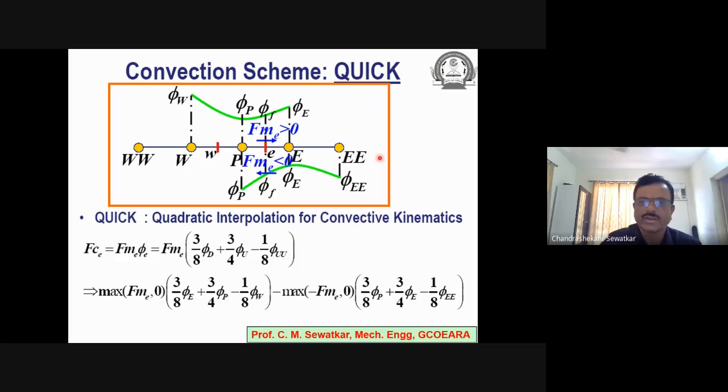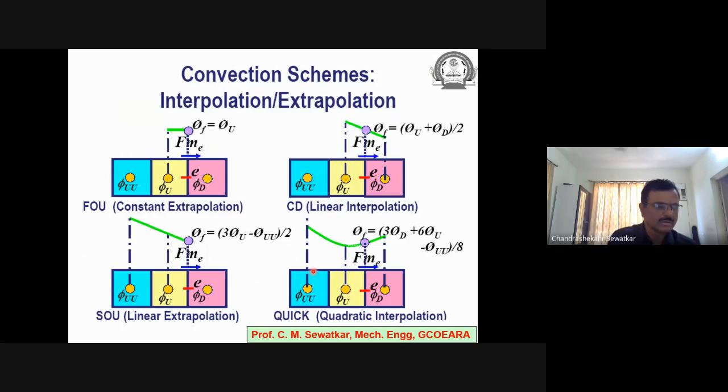When the flow is occurring in negative x direction, my phi d is phi p. See here, phi d is phi p. My phi u is phi e, and phi uu is phi ee. And then again, I can use the library function maximum to omit one of the terms and retain one of the terms. So this is the implementation of a QUICK convection scheme.